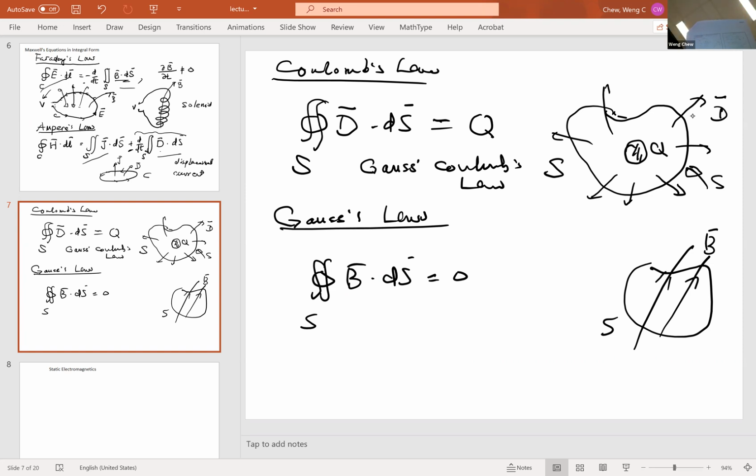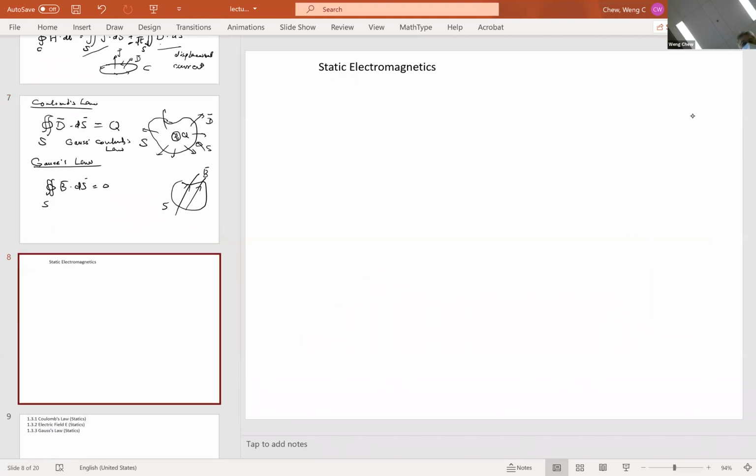So, any questions so far? If not, let's revisit this law in the case of statics, which is what I'm going to talk about next. What happens if there's no time variation, and the partial derivative with respect to t always goes to zero?